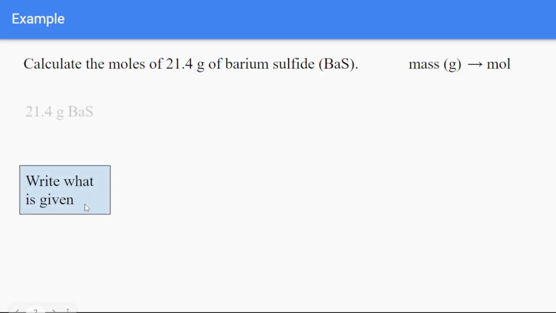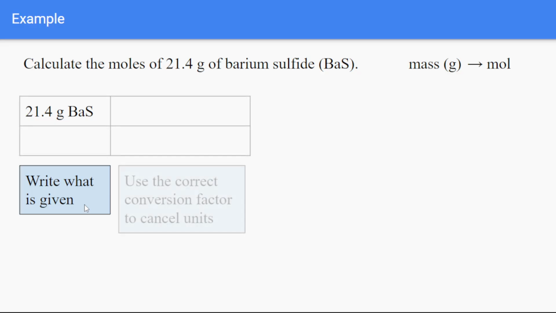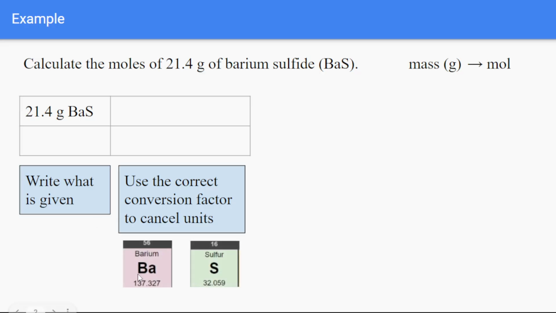Step 1, write what's given, 21.4 grams of barium sulfide. Step 2, use the correct conversion factor to cancel units. So we have barium sulfide. When we write the molar mass for barium sulfide, we need the mass of barium and the mass of sulfur. Add those together, that gives you the molar mass of barium sulfide. We have grams on top, so we want grams on bottom. So our conversion factor is 1 mole of barium sulfide is equal to 169.386 grams of barium sulfide.